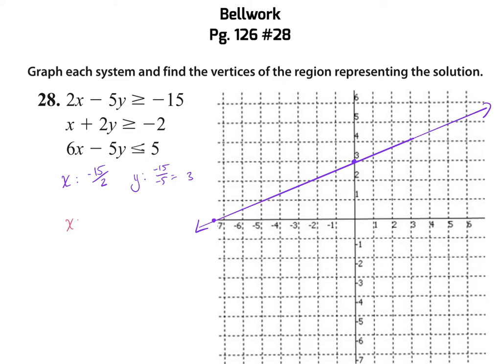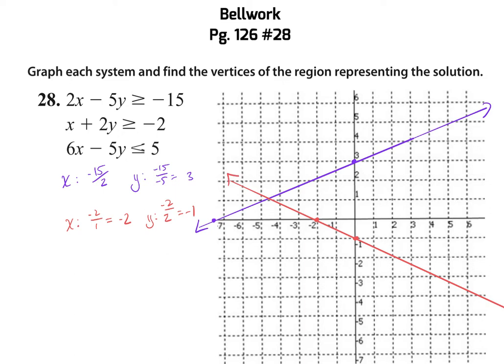My x-intercept for the second line is going to be that negative 2 over 1, which is going to give me a negative 2. My y-intercept is going to be that negative 2 over 2, which is going to give me negative 1. And so I'm going to have an x-intercept at negative 2, a y-intercept at negative 1. This is also going to be a solid line because it is also or equal to. And we'll talk about shading in just a second for all of these.